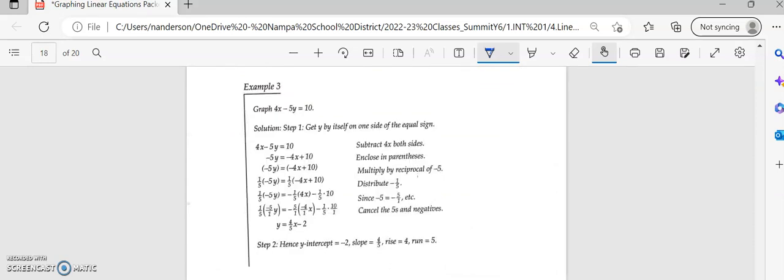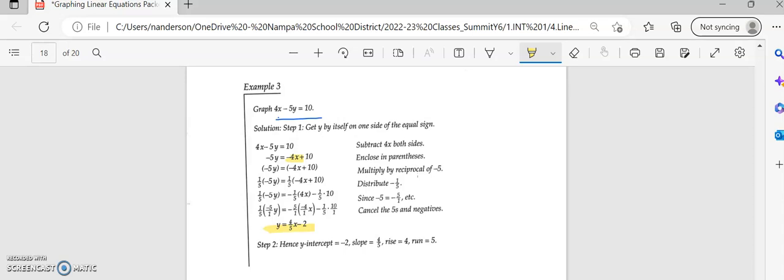Notice on example 3, we have 4x minus 5y equals 10, as we can see right here. We have to move the 4x to the other side, and we do that by subtracting it on both sides. That gets us negative 5y equals negative 4x plus 10. Then we have to divide by negative 5, so we multiply by 1/5 all the way through, and that gets us y equals 4/5 x minus 2.